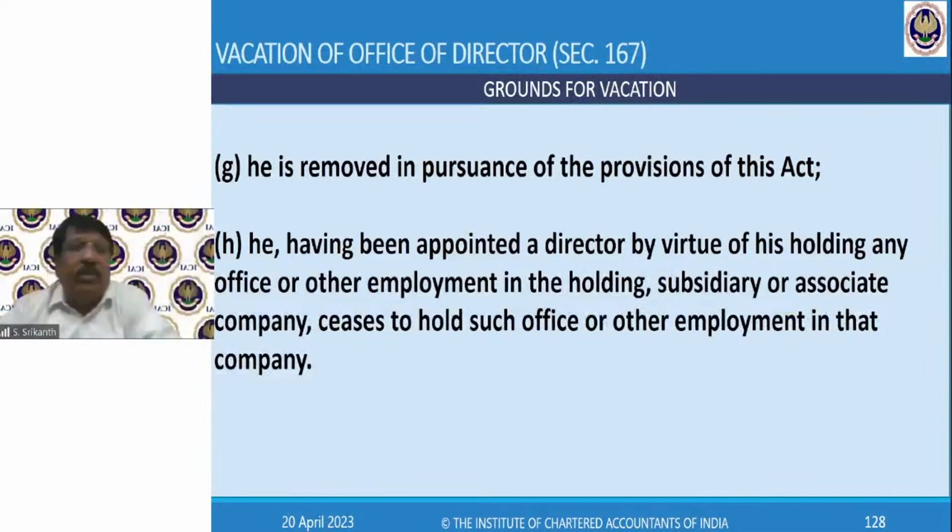He is removed in pursuance of the provisions. We'll be seeing that very shortly. Removal of director: having been appointed as director by virtue of his holding any office, he ceases to hold that office or employment. Simple example: the CFO, Chief Financial Officer, is a KMP. He is an employee. Some companies may bring the CFO onto the board as a director, by the articles or otherwise. So automatically, once he becomes CFO, by virtue of his holding office or employment as CFO, he will become director. Suppose he resigns and goes, then automatically, once he ceases to hold the office or employment, he will vacate his office.